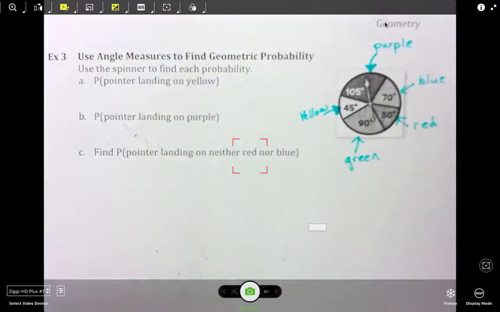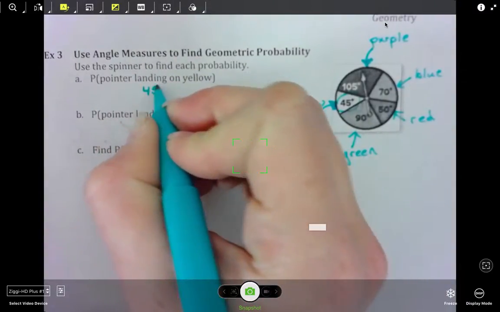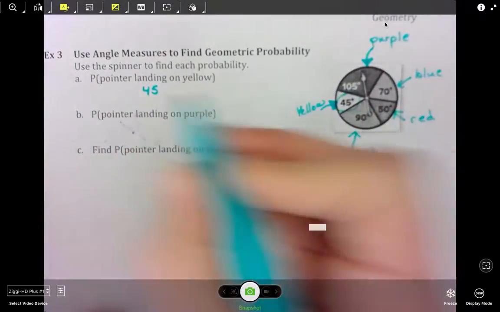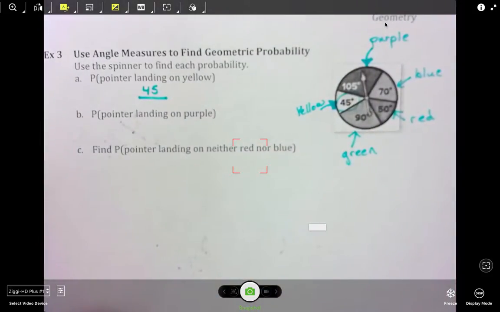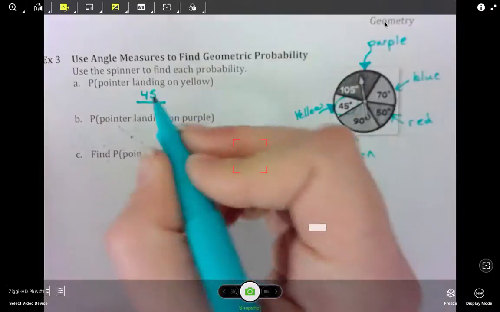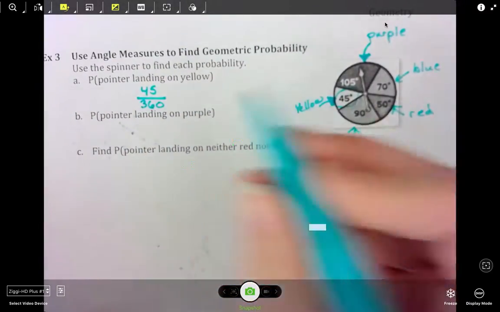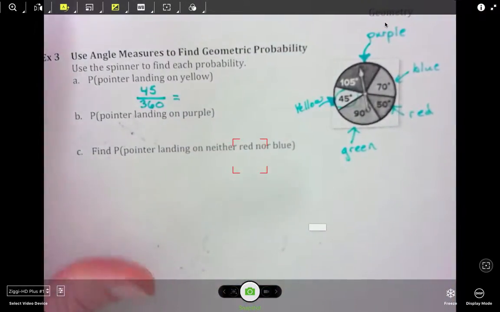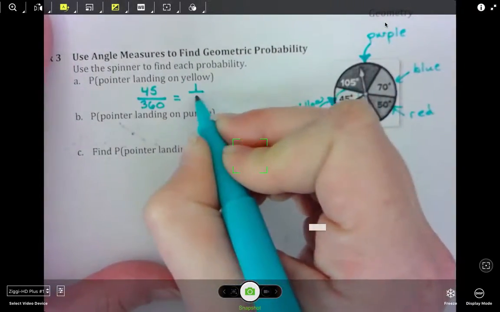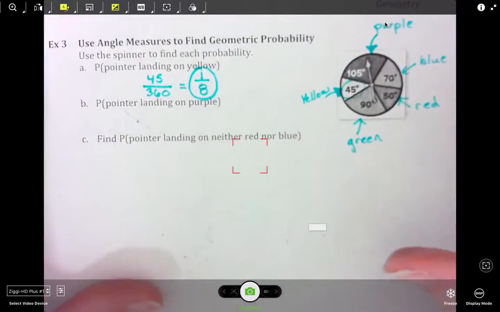So the probability of the pointer landing on yellow. Yellow represents 45 degrees, but that's not 45 out of 100. My bottom number is not going to be 100 because it's not 45%, it's 45 degrees. So you need to figure out how many degrees are in an entire circle. Most of you should know that it's 360 degrees in an entire circle. If you reduce 45 over 360, it is 1/8. And that's the probability of landing on yellow.